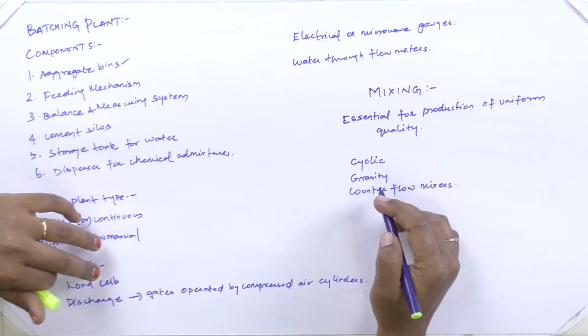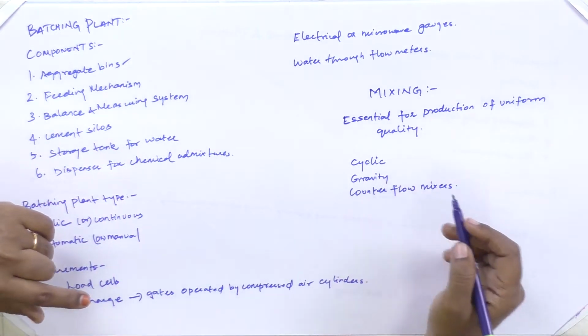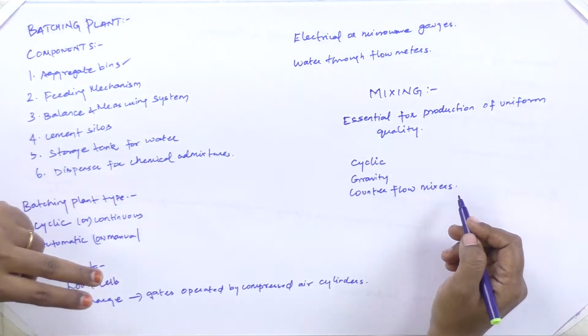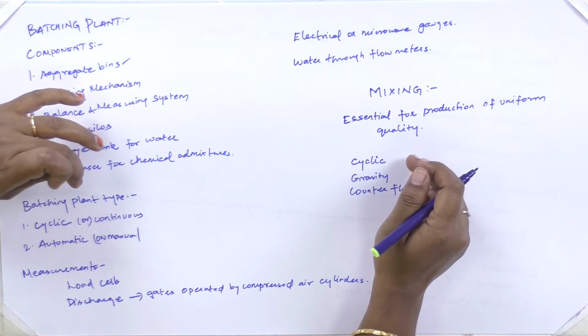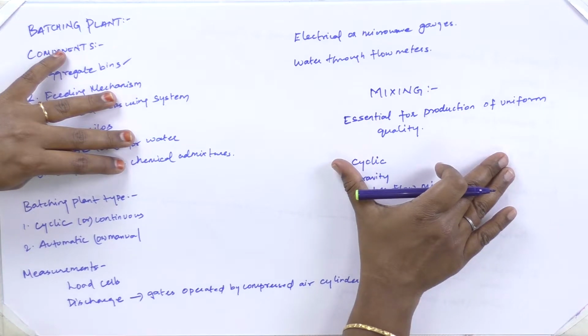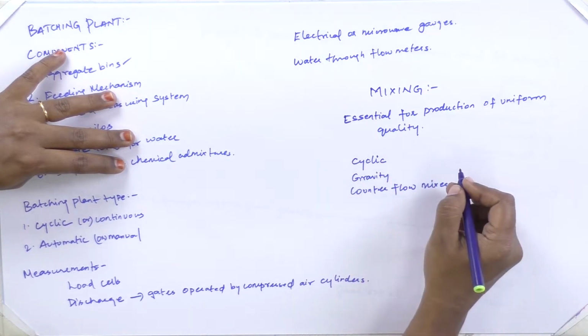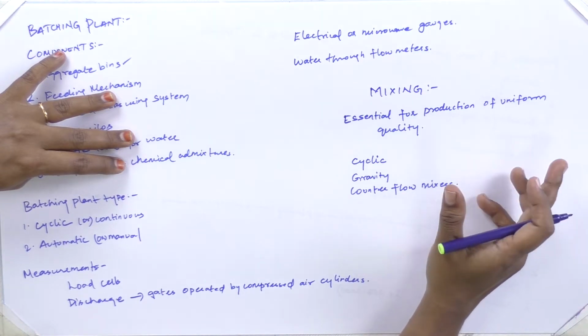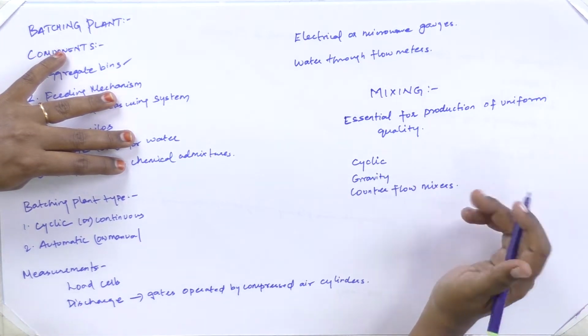So that mixing process can be cyclic or gravity or counterflow mixers. Again, this cyclic mixer is used in places where the concrete production is large, where the concrete production is continuous, mostly in prefabricated sites. The cyclic mixer type is used where the concrete production has to be continuous and where the concrete is to be produced in a large amount.